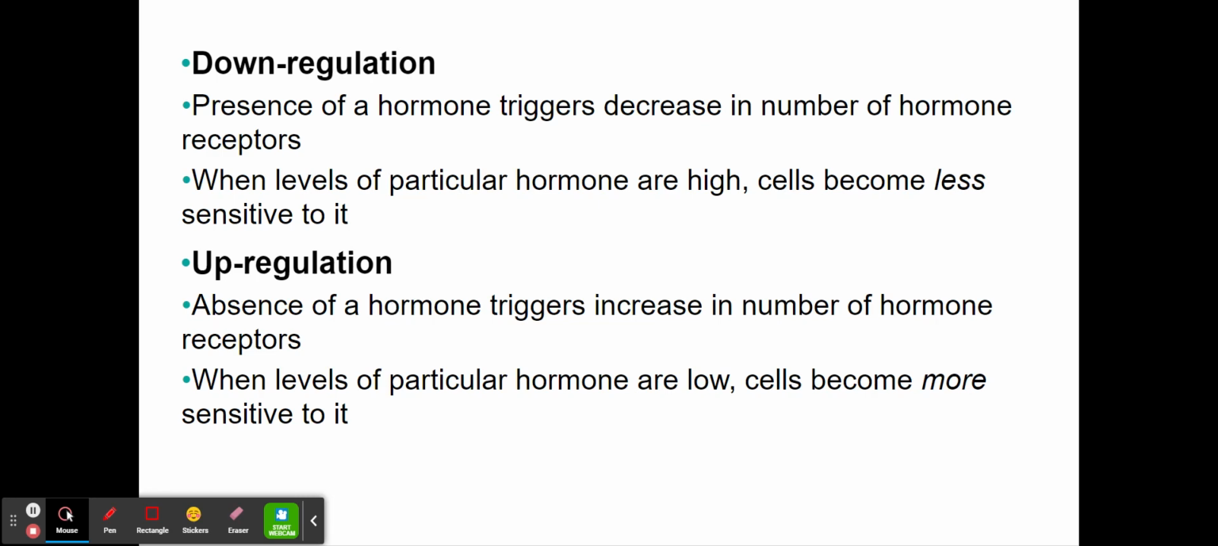The presence or absence of a hormone can also affect the nature and number of hormone receptors and proteins in the plasma membrane. Downregulation is a process in which the presence of a hormone triggers a decrease in the number of hormone receptors. In downregulation, cells become less sensitive to high levels of a particular hormone. In contrast, upregulation is a process in which the absence of a hormone triggers an increase in the number of hormone receptors. In upregulation, cells become more sensitive to low levels of a particular hormone.